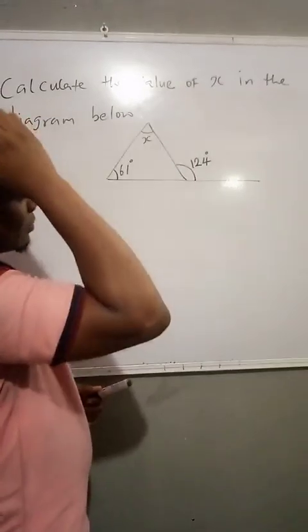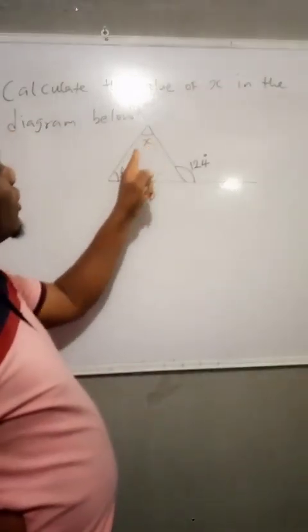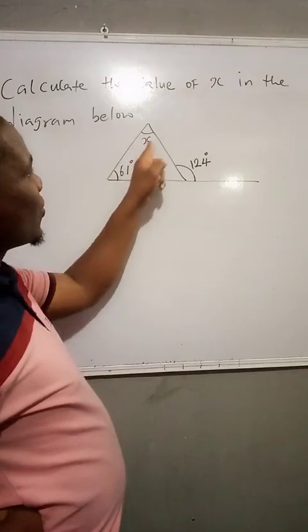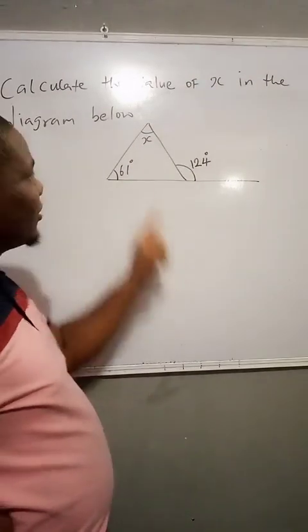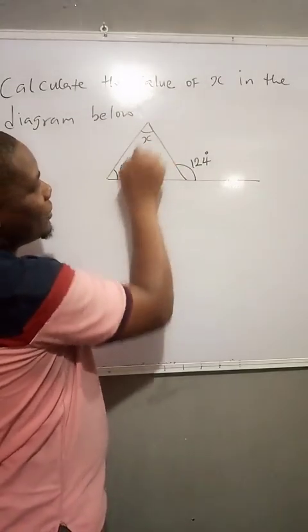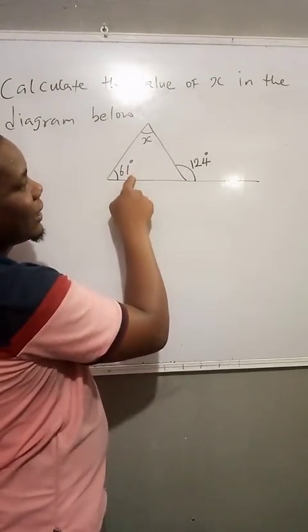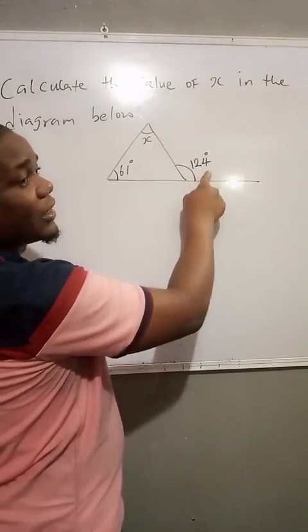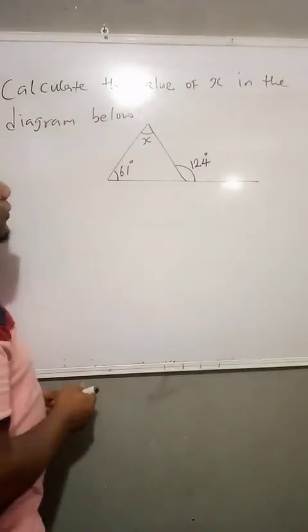Now, there's a theorem I'm remembering here. The theorem says that the sum of the opposite interior angles is equal to the exterior angle. That means x and 60 degrees are the interior angles. Then 124 is the exterior angle. There are different ways, but this is the shortest and the fastest way.